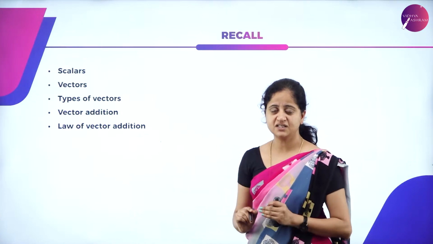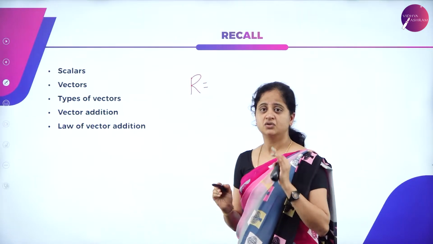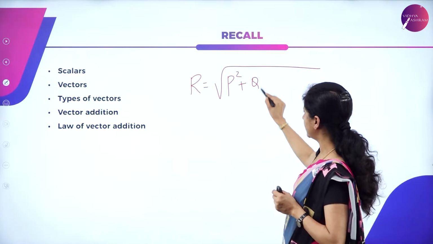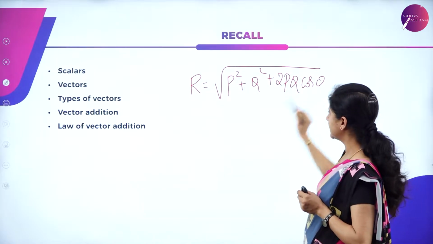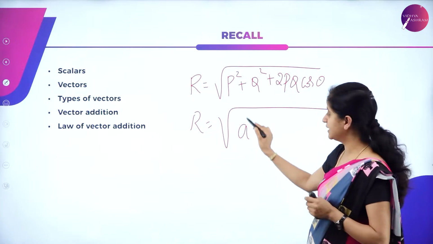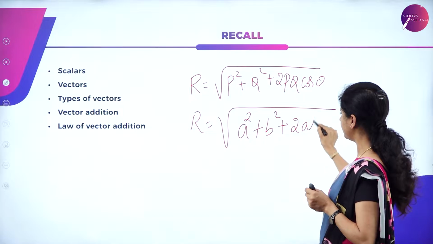In the last session we have seen the expression for the resultant of two concurrent vectors, that is root of p square plus q square plus 2pq cos theta. Or it can also be written as, if the vectors are a and b, r equals root of a square plus b square plus 2ab cos theta.